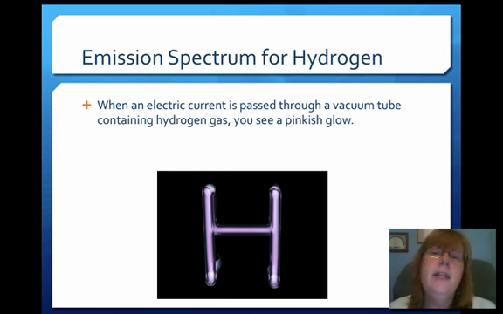Well, they saw this with hydrogen gas. And what they did is they had a vacuum tube full of hydrogen gas, and they applied an electric current across that tube, and the tube gave off this pink color. And we're going to do this in class tomorrow.